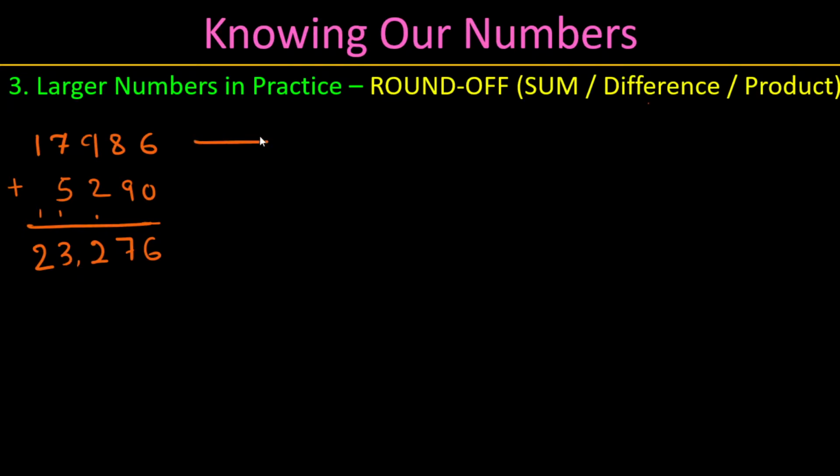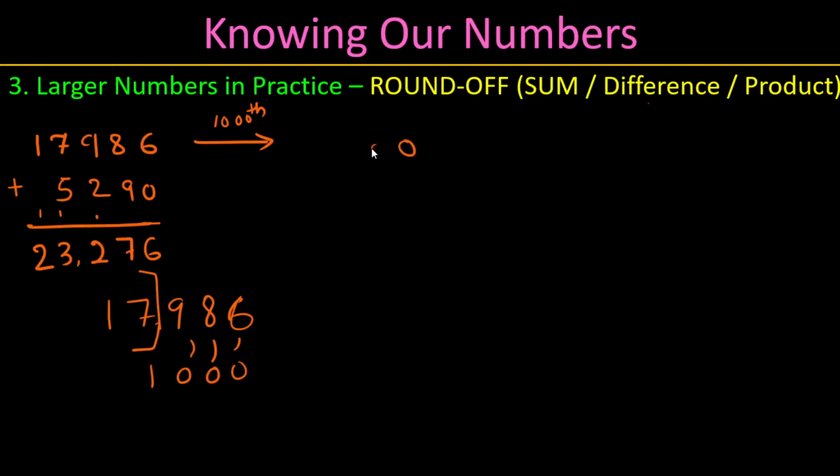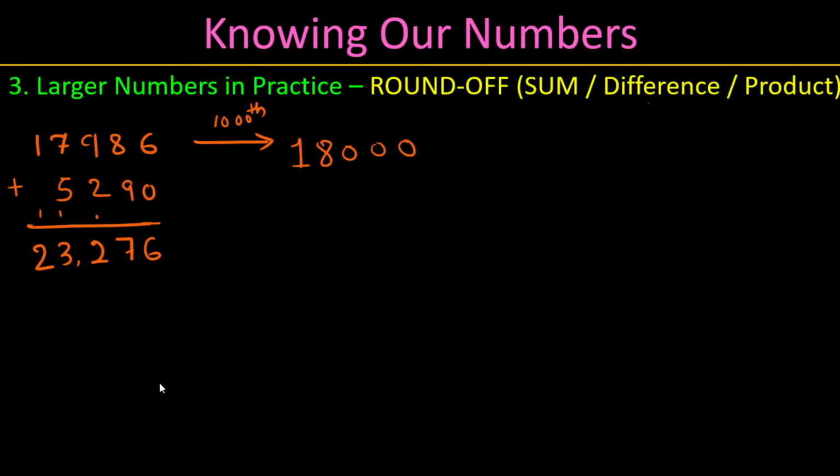Now coming to the round off. Thousandth place round off means the thousandth place is this one, right? Let's take this number separately. 17,986. The 1000 is this one, so put it separate. 986 is more than 500, right? So in this case we have to replace it with 000, and to this one we have to add 8 and keep it 1. This is the 1000th place.